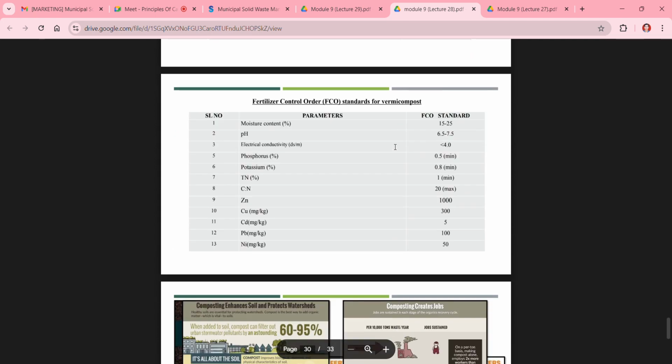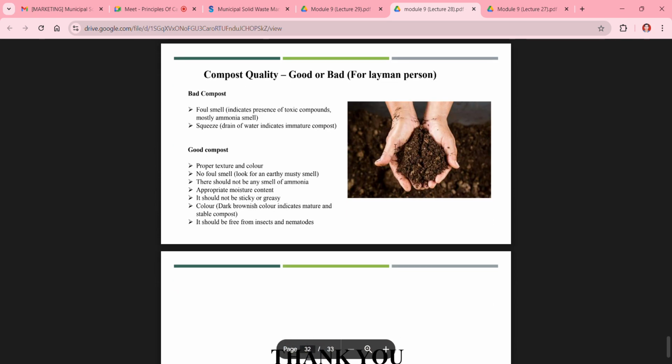Then similarly, for the vermicomposting process, there are some different parameters according to the Fertilizer Control Order of India, that have to be maintained before using any compost material for application purposes.